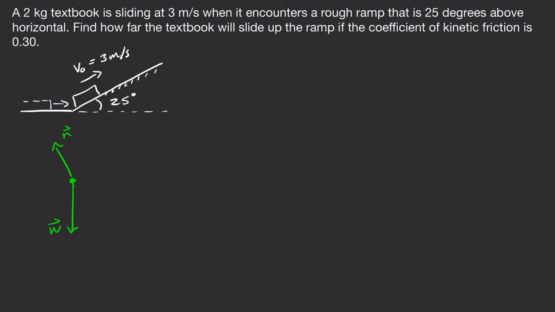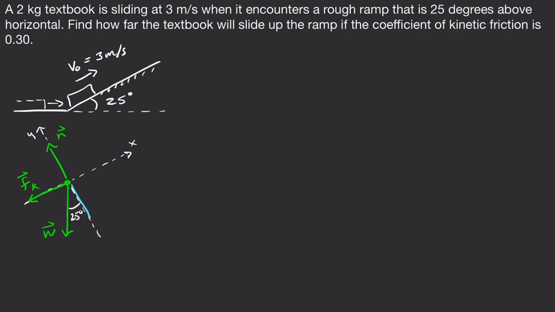And I'm going to put our x-axis up the ramp and y-axis perpendicular. So this is 25 degrees. And since we're sliding up the ramp, friction is going to be acting against us, or down the ramp. And it's kinetic friction since we're moving. Now I'll start to sum the forces in each direction.